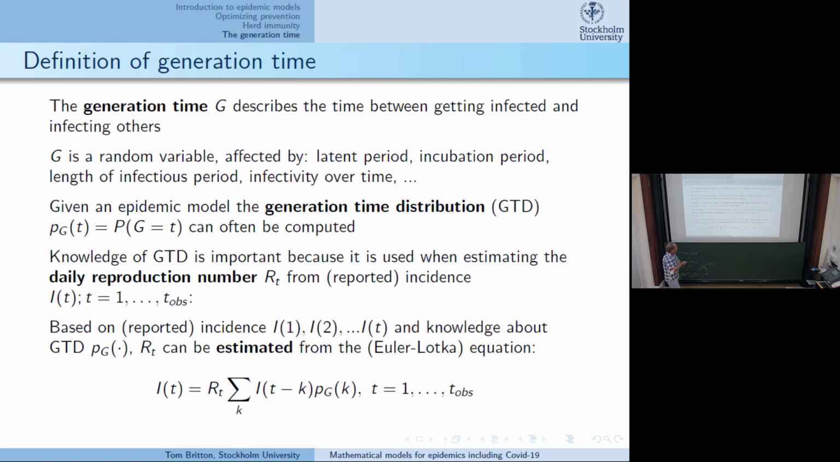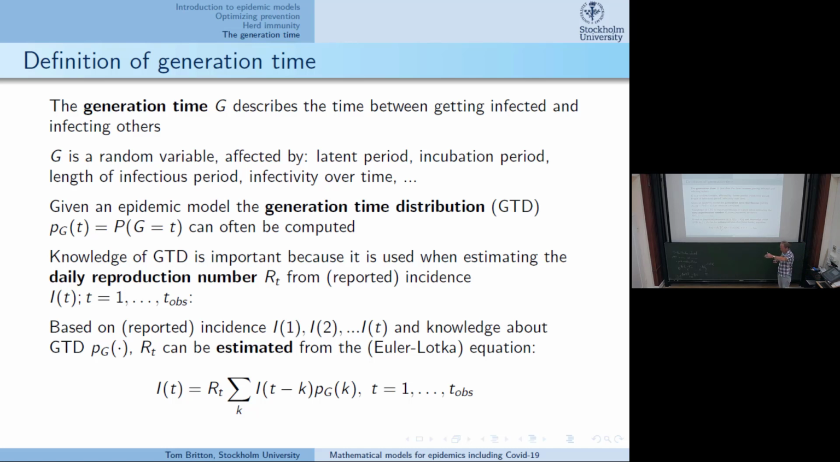Okay, then my third topic, which is a little bit more complicated, so I will maybe not talk as much about it. This last line is very important, I think, because this is the equation that is used for estimating the daily reproduction number for COVID, let's say, in all countries, more or less. So let me try to explain what it is.